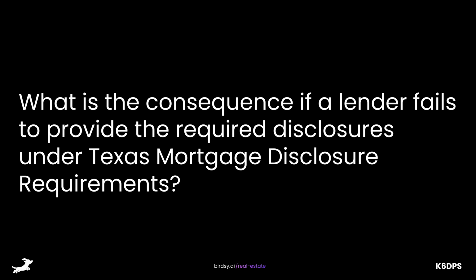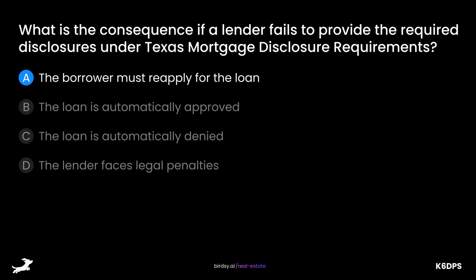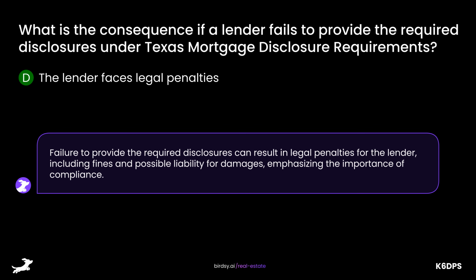What is the consequence if a lender fails to provide the required disclosures under Texas mortgage disclosure requirements? Is it A, the borrower must reapply for the loan, B, the loan is automatically approved, C, the loan is automatically denied, or D, the lender faces legal penalties? The answer is D, the lender faces legal penalties. Failure to provide the required disclosures can result in legal penalties for the lender, including fines and possible liability for damages, emphasizing the importance of compliance.